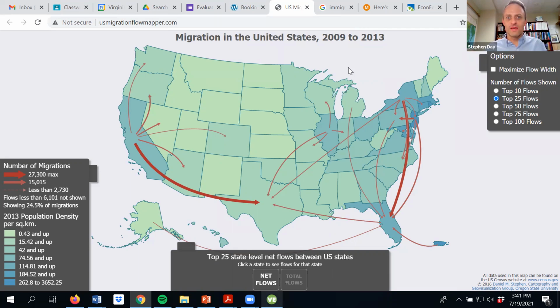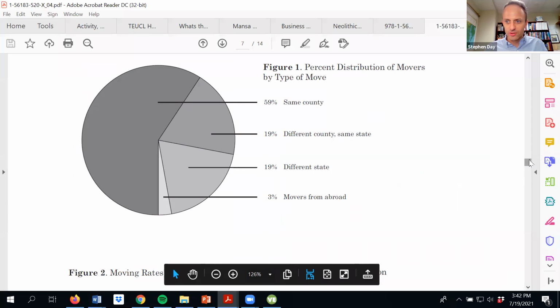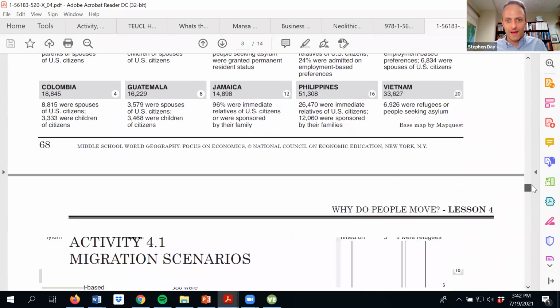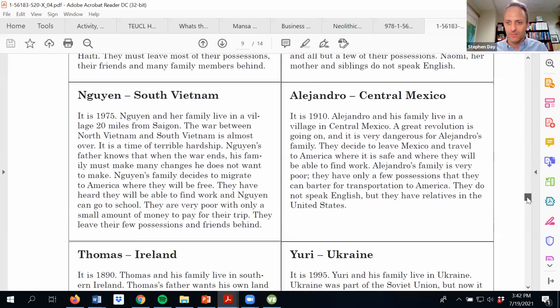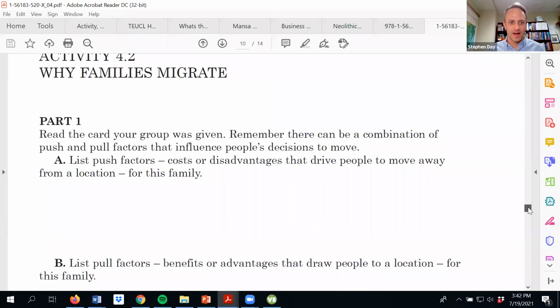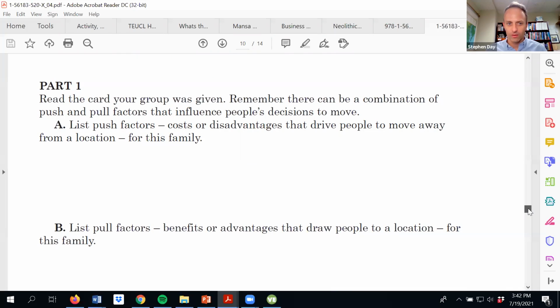So here are some reasons why people may move, and it comes with some little stories and scenarios, but it wants you to identify both push and pull factors and costs and benefits so that it can be both a geography and an economics lesson. So your group is going to get a card, but we'll do it all together. You're supposed to identify push factors, what's pushing somebody out of a place, and pull factors, what's pulling somebody into a place. Push is kind of like costs, and pull is kind of like benefits. You can also put it in terms of cost or benefit.